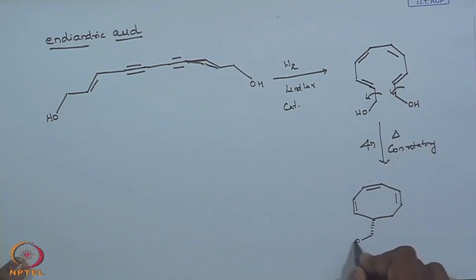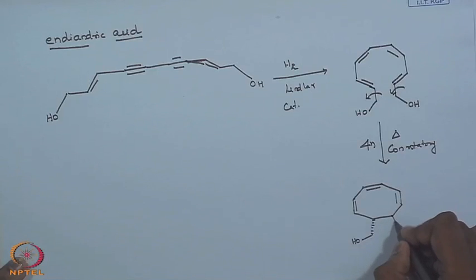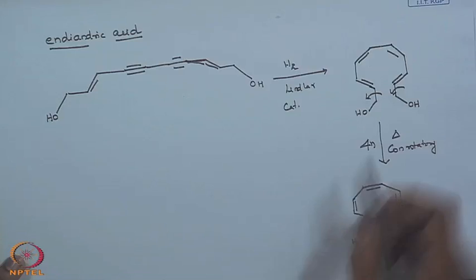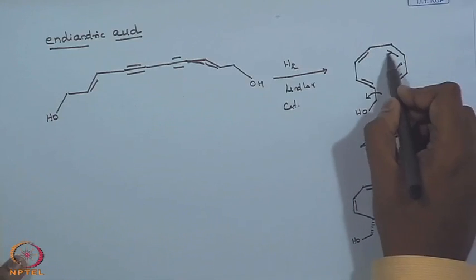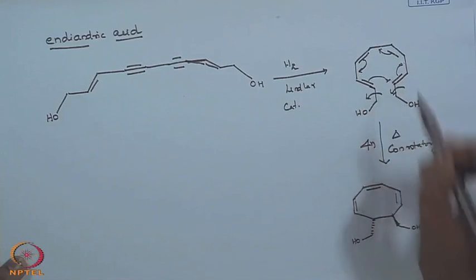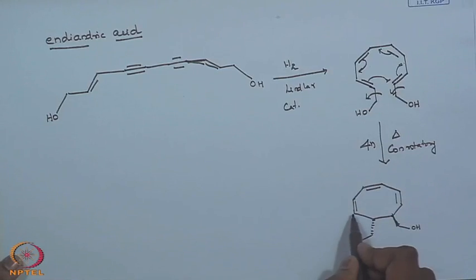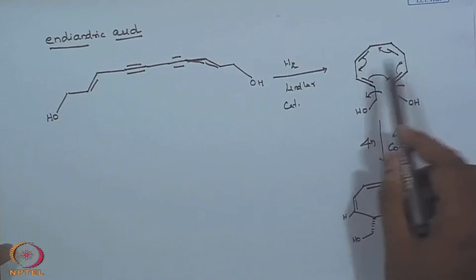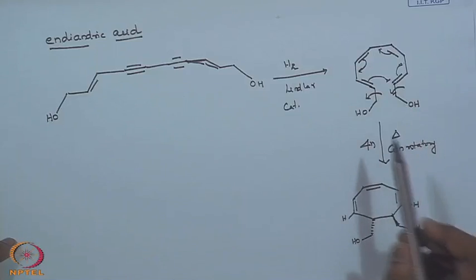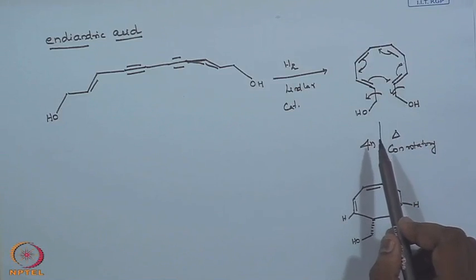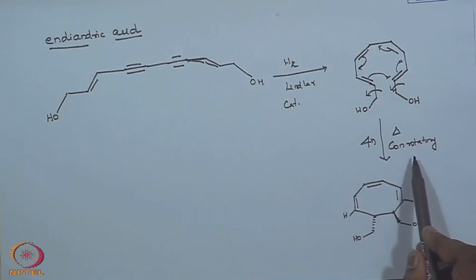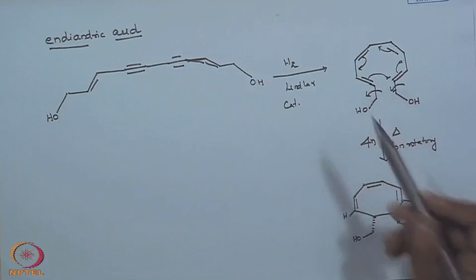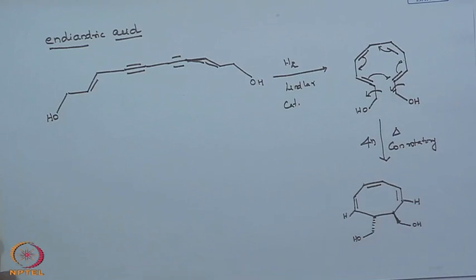Because one side is out, another side should be in, right, and then you get this rearrangement. You know this. So I have nitrogen here and hydrogen here. Any doubt up to this? It is an 8 electron system, which is a 4n system, and on heating it undergoes a conrotatory ring closure. So I got this product.